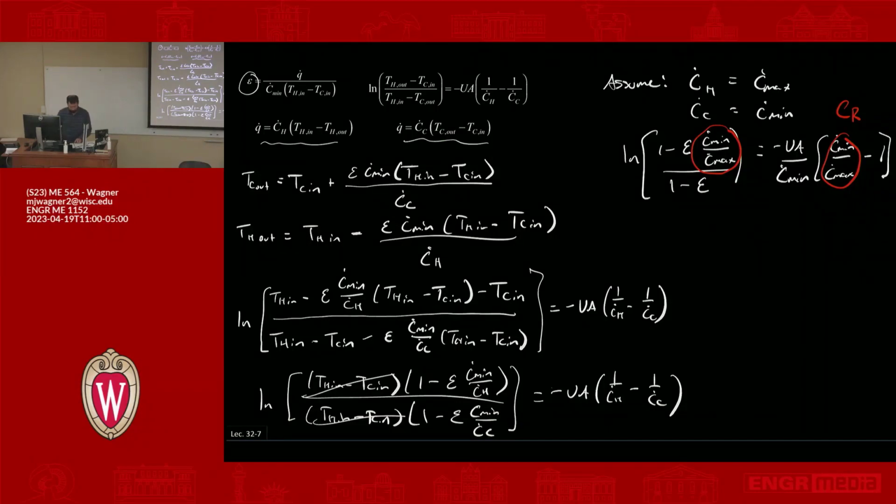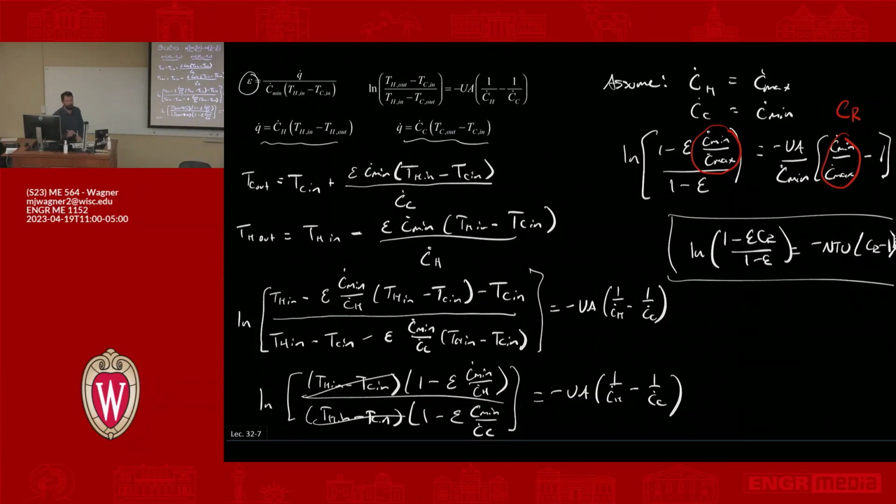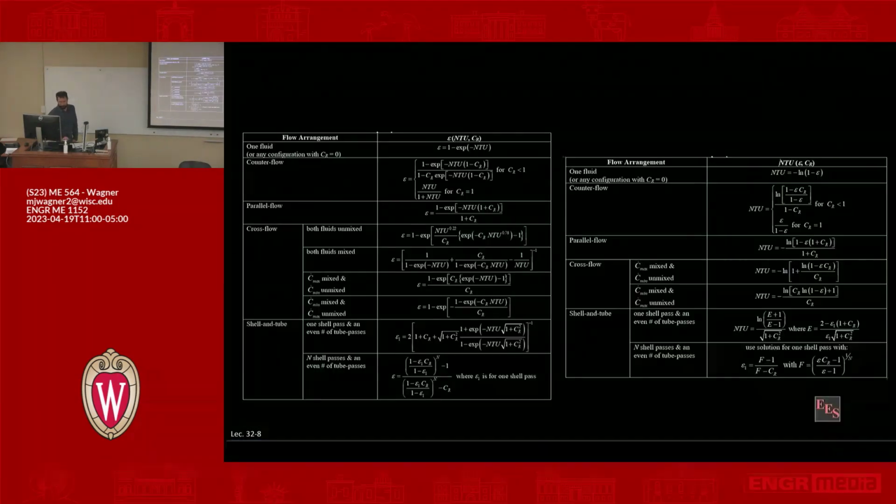So finally, I can rewrite this. My very final simplified solution is ln of 1 minus epsilon CR over 1 minus epsilon is equal to UA over C dot min. That's familiar, maybe. That's NTU, minus NTU times CR minus 1. So this is the final thing here. Okay, solve it for effectiveness. That becomes this equation. I won't make you solve it for effectiveness. But it's the same thing, right? So that's where it comes from. Solve this equation for NTU, and it becomes this.